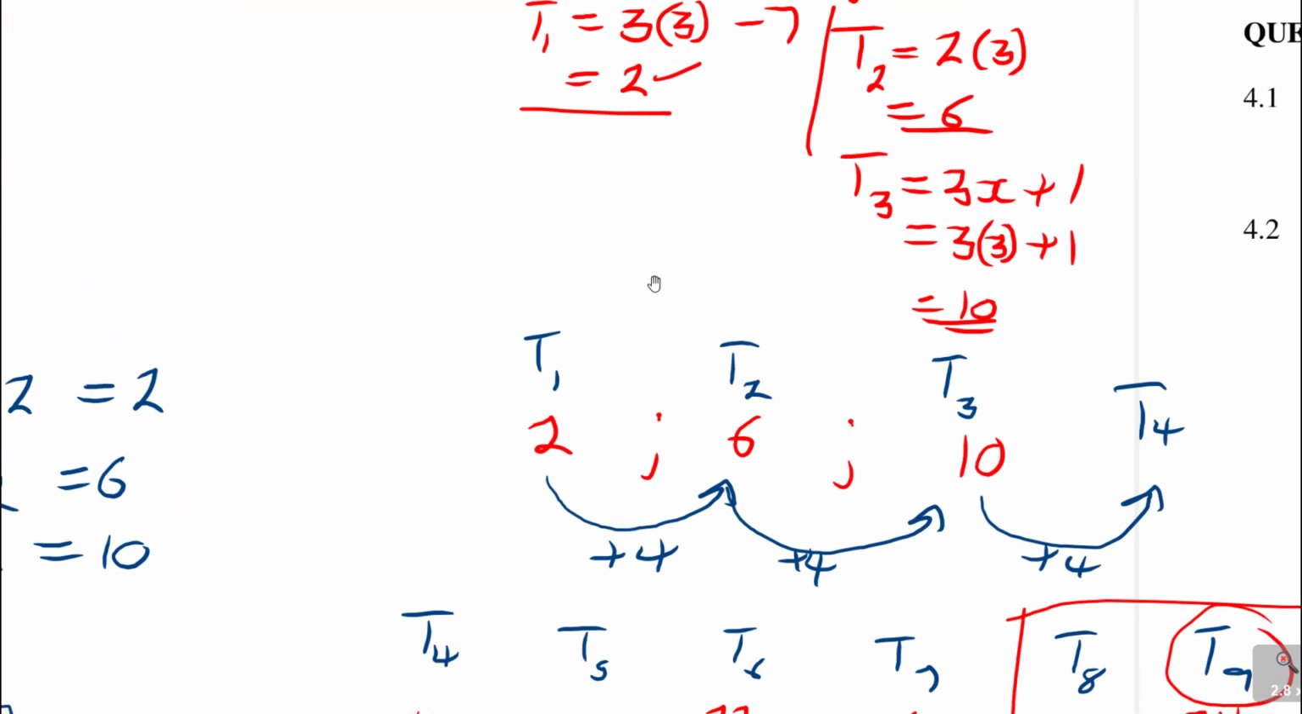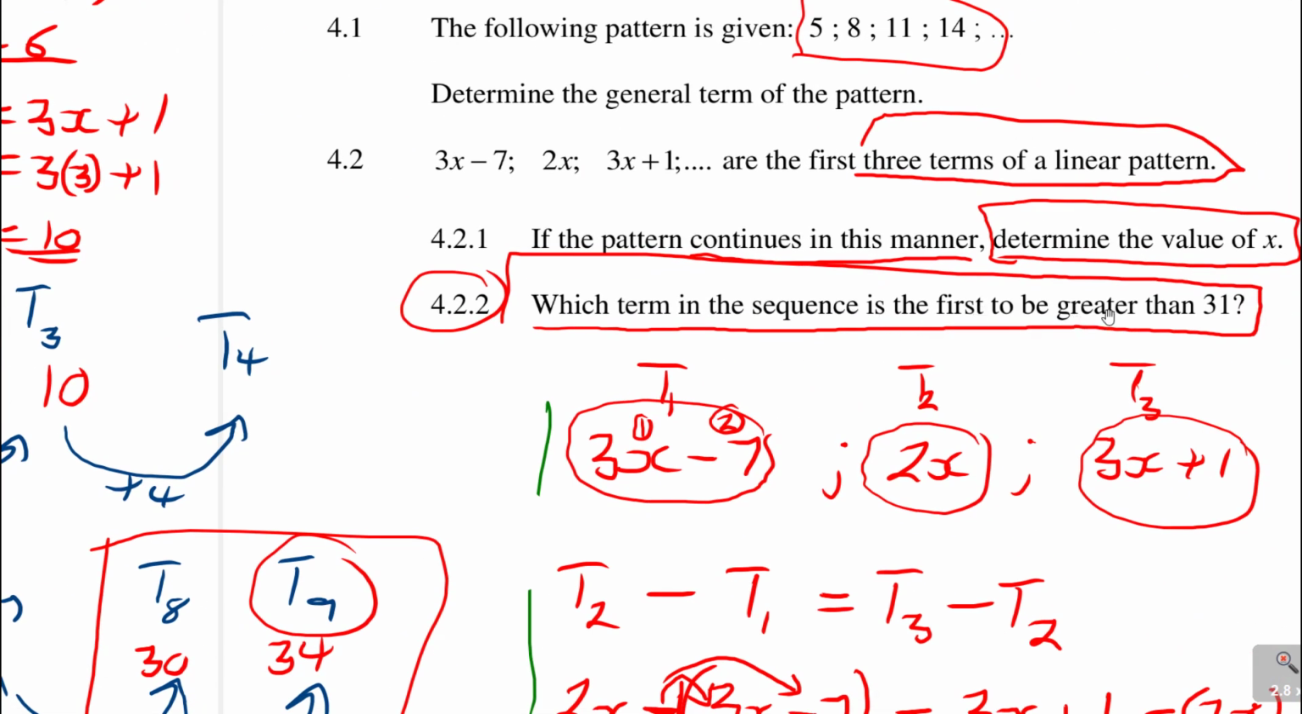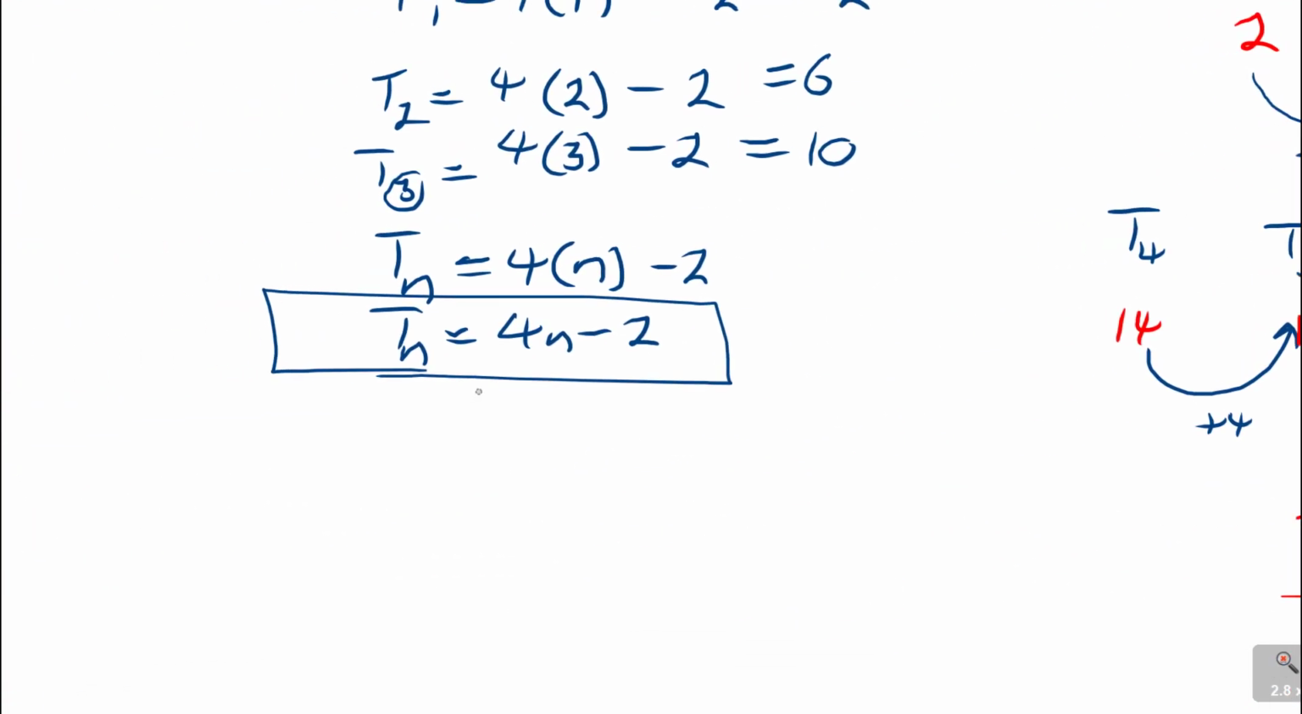So now you can use that to say, the question was, which term in the sequence is the first to be greater than 31? Remember, it must be greater than 31. So you're going to say here, Tn must be greater than 31. But what is Tn? Tn is 4n minus 2 must be greater than 31. That's what they're saying there. If you wanted to work it out, we know our answer is 9, but how do you get 9?